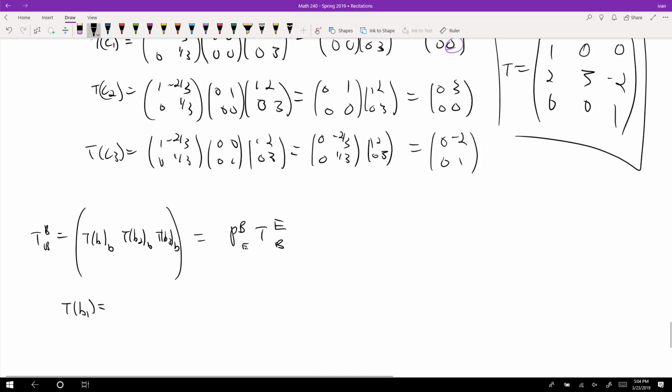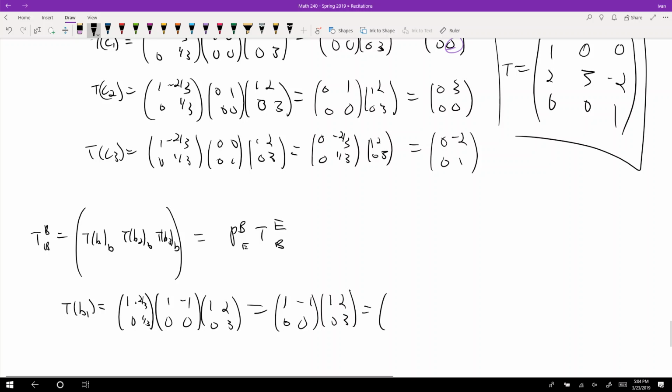So T of B1 is equal to [1, 2; 0, 3] times [1, 0; -1, 0], or that inverse. So let's just write it in: [1, -2/3; 0, 1/3] times [1, -1; 0, 0] times [1, 1; 0, 1] and so on. Okay, and what do you get? You get [1, -1; 0, 0]. So you get the same thing.